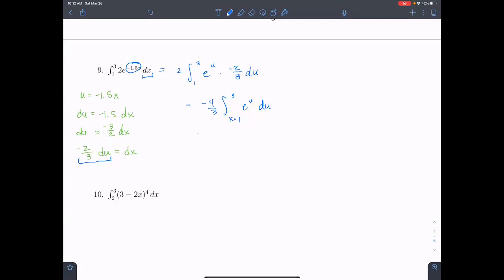So I am going to evaluate this. The integral of e to the u is just e to the u. That negative 4/3 is still there. And this is from x equals 1 to 3. I'm going to put this back in terms of x. So negative 4/3 times e to the negative 1.5x, then evaluate from 1 to 3. And I should have left myself more space to do this.